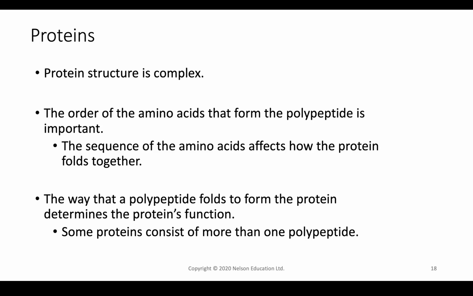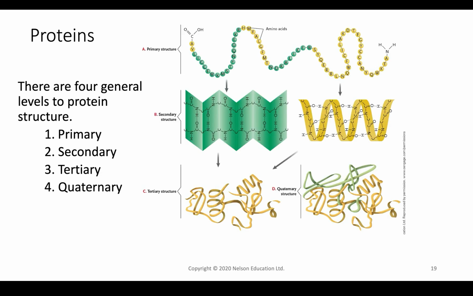The overview here is that there are a ton of different proteins, and they all do their very specific function based on their very specific form, and that these are very complex molecules. Protein structure is very complex. There's actually 4 different levels of protein structure. So the order that the amino acids are placed into is really important, because that's going to affect how the protein folds. The way that the protein folds is going to determine the protein's function, and sometimes proteins have more than one polypeptide linked together. Like hemoglobin is actually a quaternary structure. It's going to have 4 different proteins that link together.